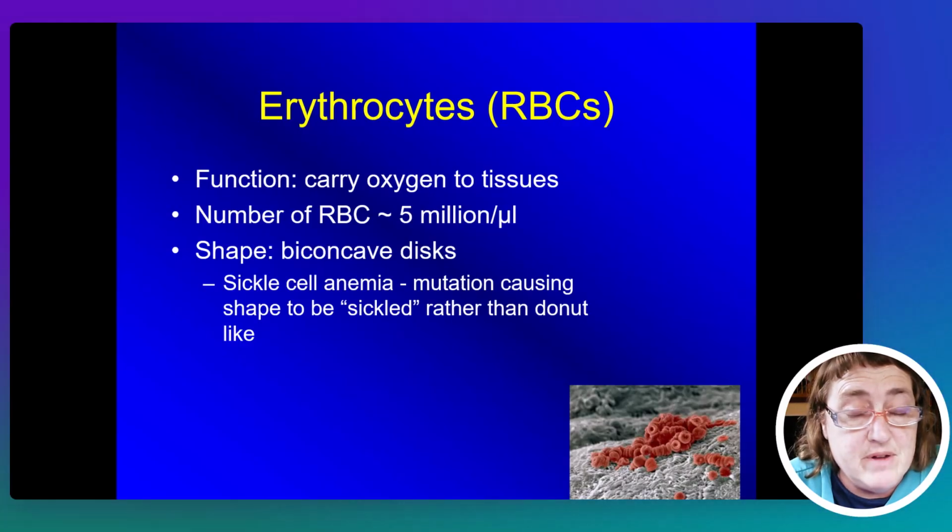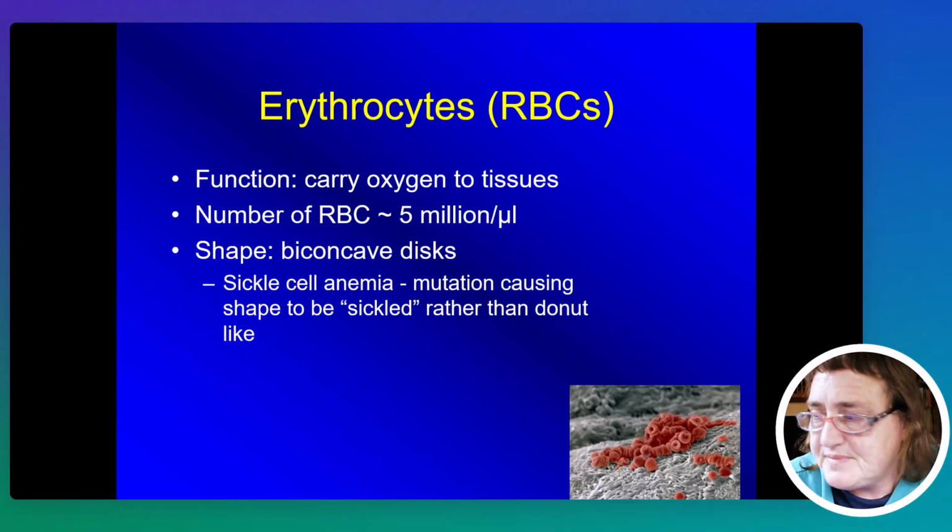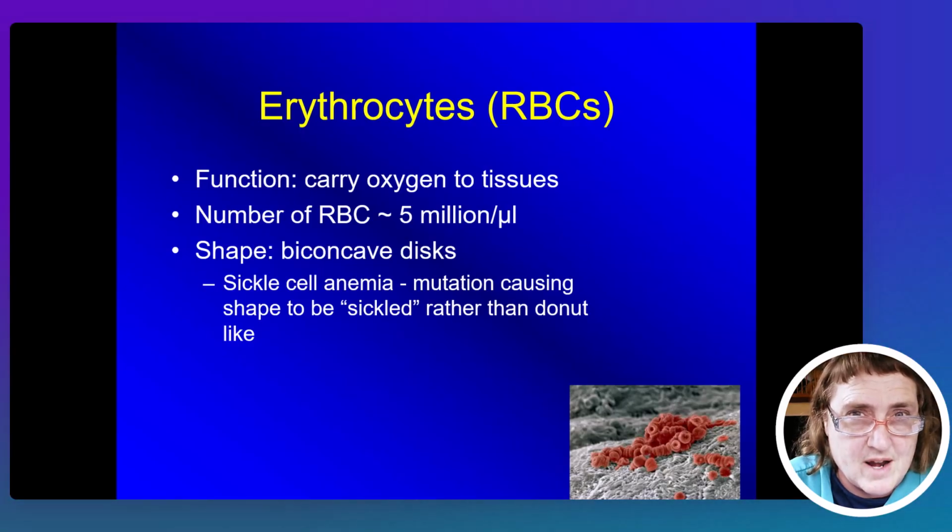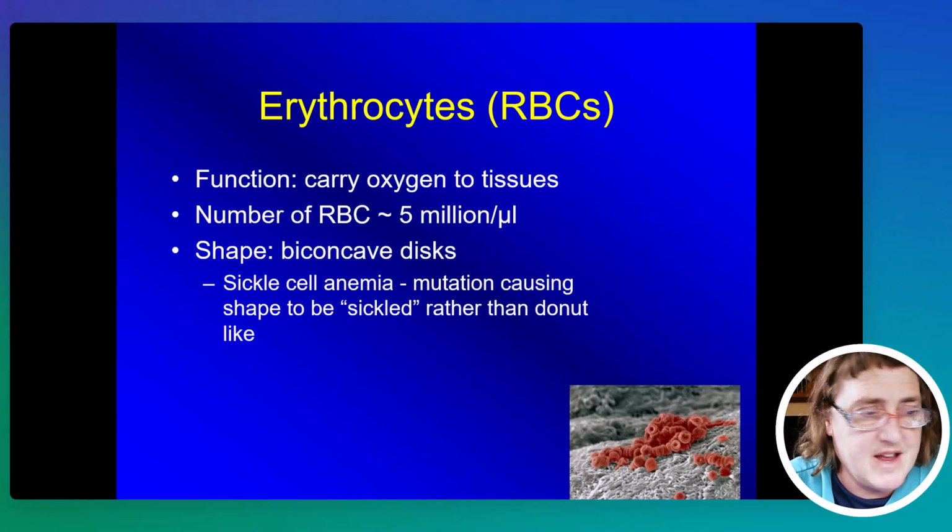Again, you have 5 million of them per microliter, and they're all carrying oxygen because they're stuffed full of hemoglobin, which binds the oxygen. They look like donuts without the hole all the way through, called biconcave discs. In fact, sickle cell anemia is when they're shaped more like sickles instead of the little donuts, and they get trapped and caught in tissues. And I'll show you a picture of that in the next slide.